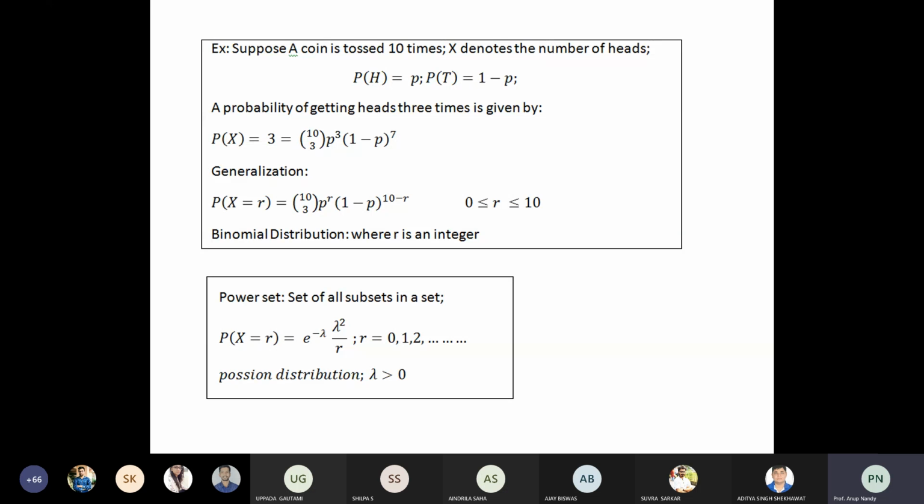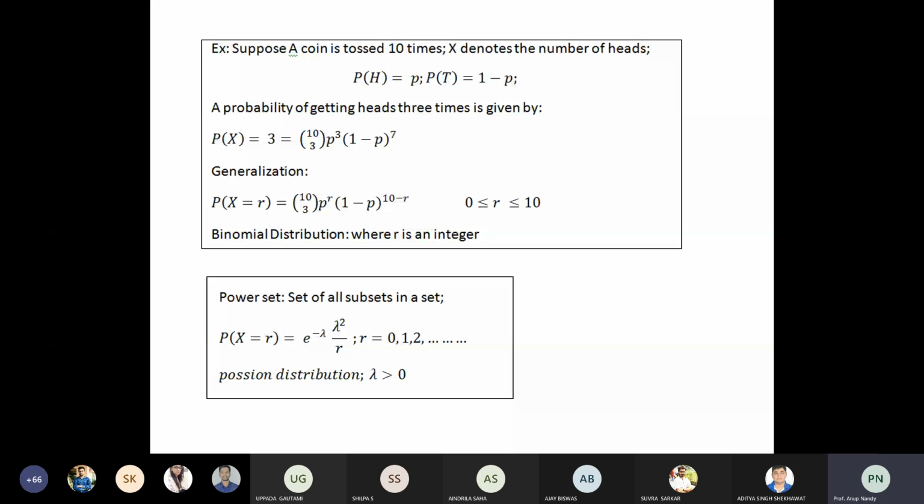This is simply the formula of the Poisson distribution: P(X equal to r) is equal to e to the power minus lambda into lambda to the power r by r factorial, where r is equal to 1 to 3. In the Poisson distribution, lambda is greater than or equal to 0, where x is equal to 1 up to infinity. It is countable. It must be a countable set.